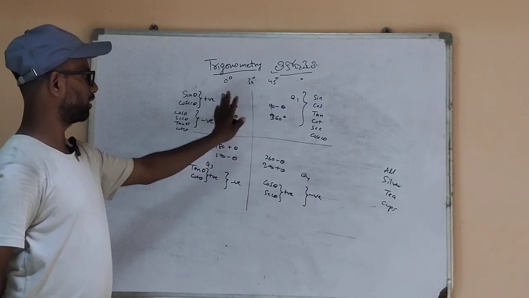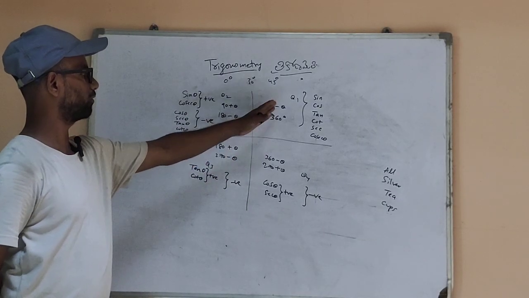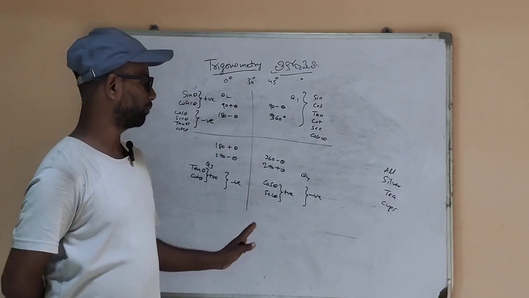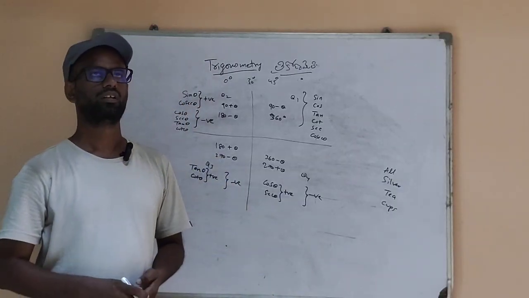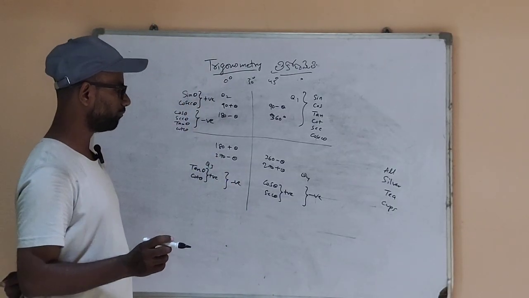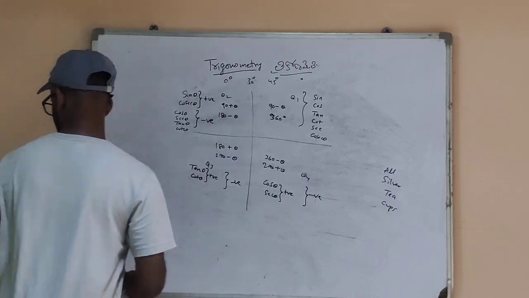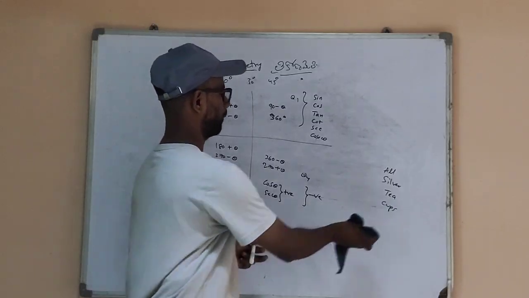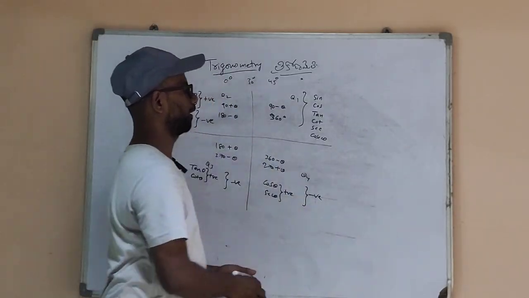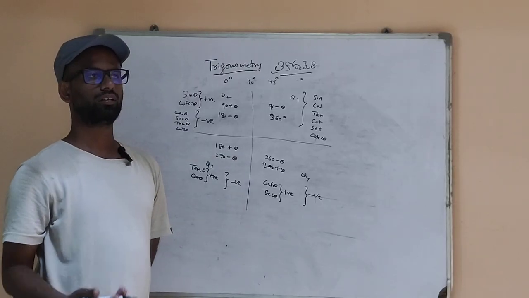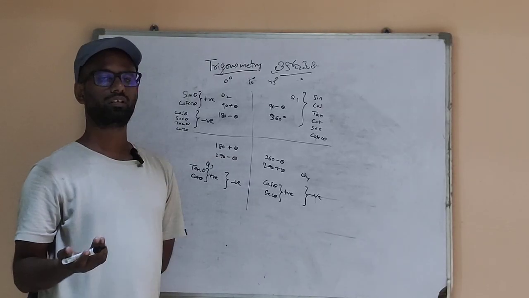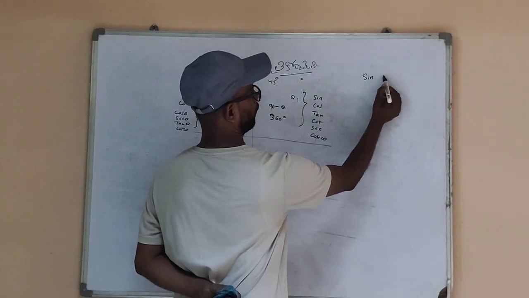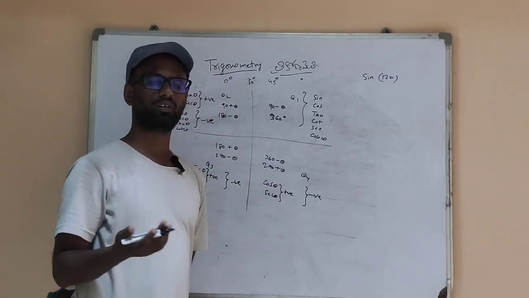So like this. This is a quadrant, just like a graph: quadrant 1, quadrant 2, quadrant 3 and quadrant 4. Okay, I hope up to here you have understood the concept. So next one is, for example, let's see. Suppose in the examination you are asked to find the value of sine 120.